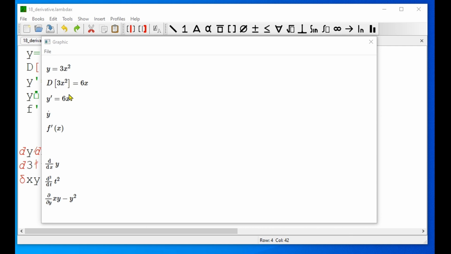If I have to do the derivative of the function y equals 3x to the second, I can write it in various ways. For example, a capital D, and in square brackets, the argument of the derivative, that is the function to be derived.